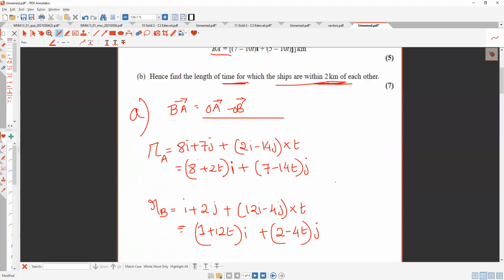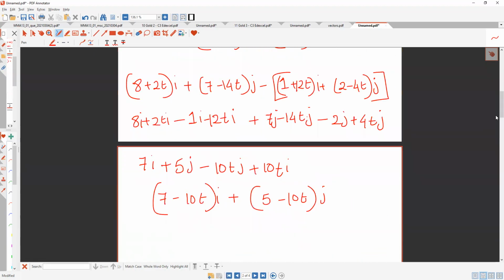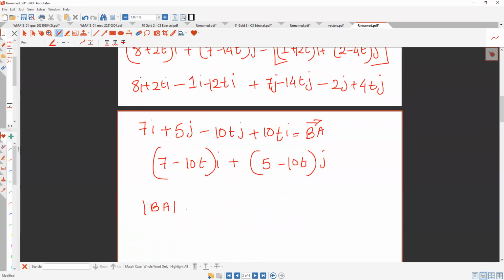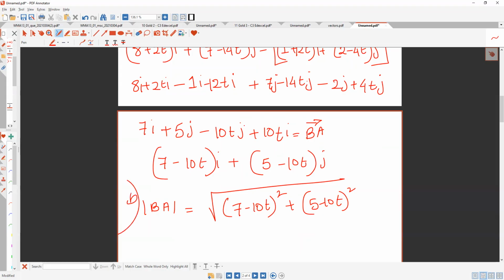Distance is the magnitude of displacement, right? This is your BA, right? আমি যদি এটার ম্যাগনিটিউড ফাইন্ড করি, that will give me displacement. So what is the displacement of BA? It's root of x square, that is (10 plus 10t) whole square, and y square, that is (5 minus 10t) whole square. Clear? This is the B part, 7 marks এর জন্য। এটা কি ডিসপ্লেসমেন্ট হবে না ডিসটেন্স হবে?